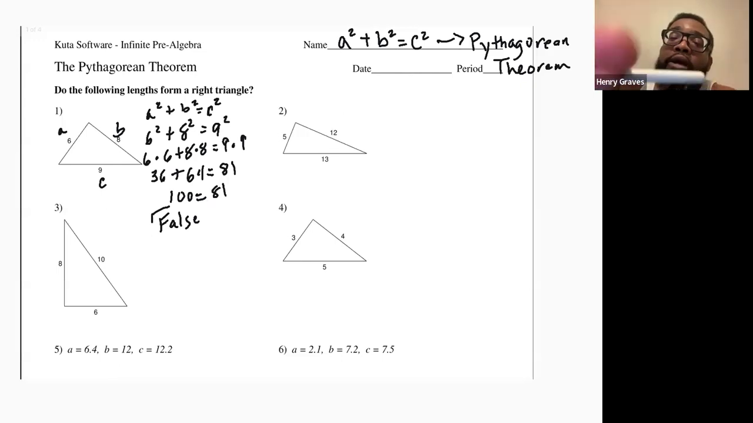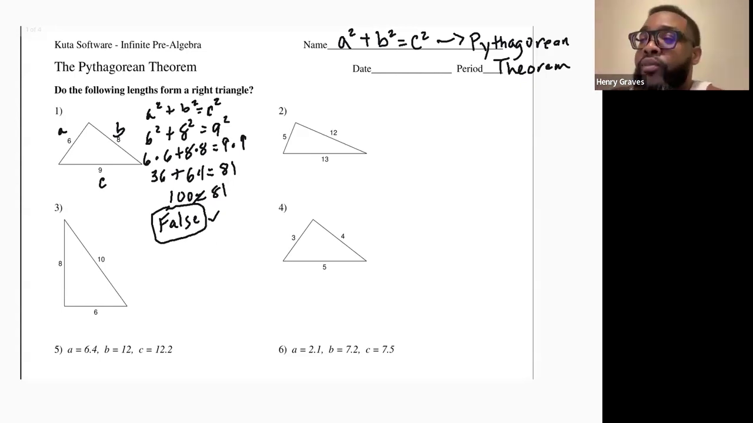I'm going to go ahead and go to the next one. Number 2. Of course, I'm going to do a different color so y'all can follow along. And number 2, my smallest side is going to be 5. My second biggest side is going to be 12, and that's my B, and my biggest side is going to be C. So I'm going to start with the formula again.